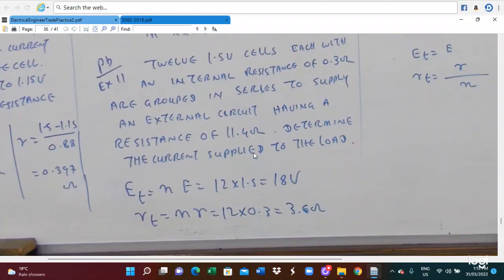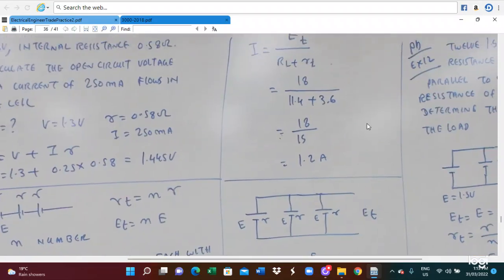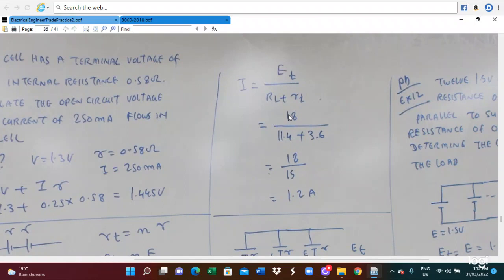The next one is that 12 cells of 1.5 volt, each with an internal resistance of 0.3, are grouped in series to supply a standard circuit having a resistance of 11.4 ohm. Determine the current supplied to the load. So Ed equals nE, where n is the number of batteries, each battery has 1.5 volt, so 18 volt. Rd equals nr, so Rd is the total internal resistance, n is the number of batteries, r is the internal resistance of each battery. 12 by 0.3, you get 3.6. Therefore, we write the equation, I equals Ed divided by R plus Rd. So 18 divided by 11.4 plus 3.6, you get 1.2 ampere.